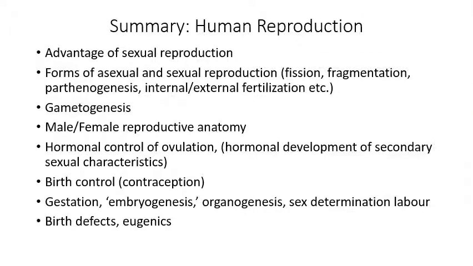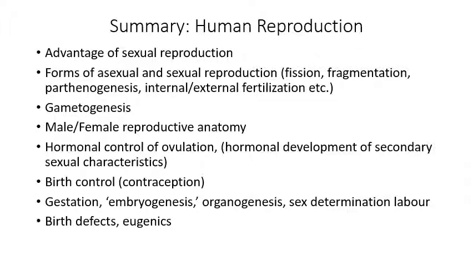All right, so this has been quite a long lecture. I apologize, but we got through the human reproductive system. We started by talking about the advantages of sexual reproduction to evolution. And then we talked about forms of sexual versus asexual reproduction, gametogenesis, which is how we create sperm and eggs. We talked about the hormonal control of ovulation, making sure that only one egg is available to be fertilized every month. We talked about the specifics of the male and female reproductive anatomy, and we talked about some things that can go wrong with the male and female reproductive anatomy.